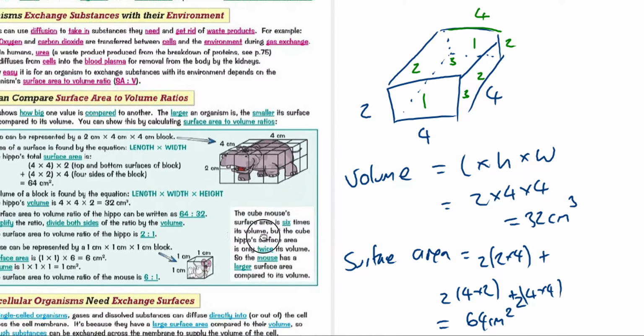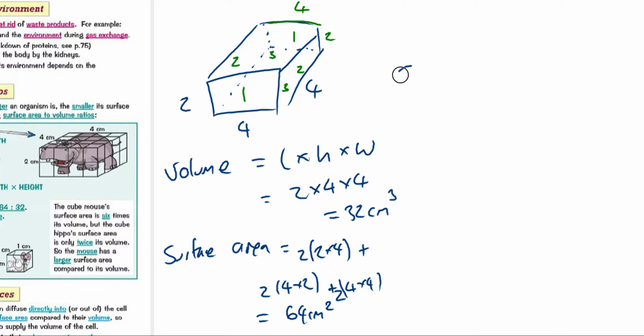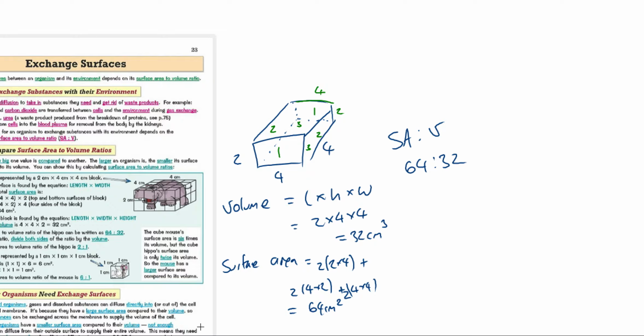So when we calculate the volume to surface area or surface area to volume, make sure you read the question so you completely understand which way round it is. So here the surface area to volume ratio is 64 to 32. And then this can be cancelled down into a much simpler one, so we can divide both sides by 32, which gives you a 2-to-1 ratio. So that means it has twice the surface area to volume.